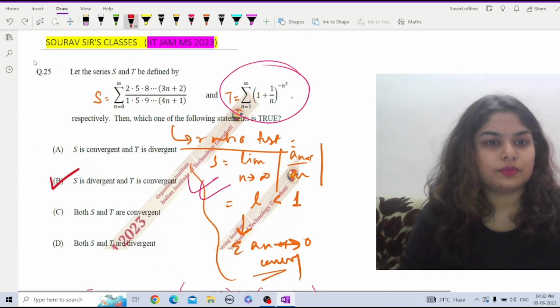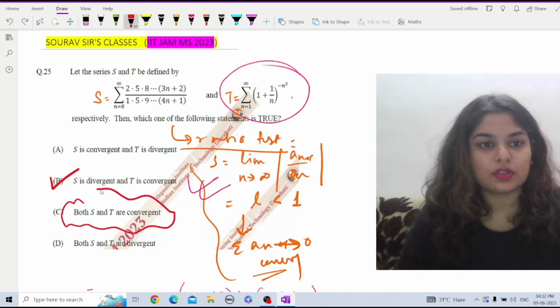Both S and T are convergent. This is the correct answer.